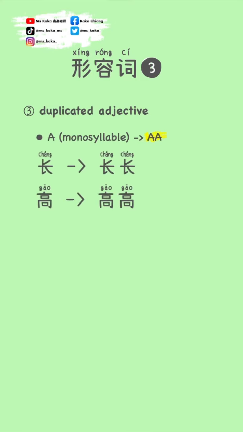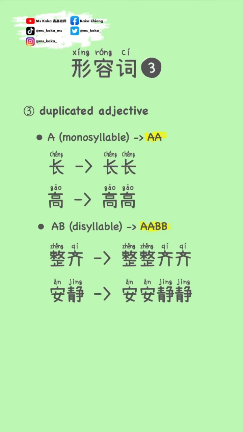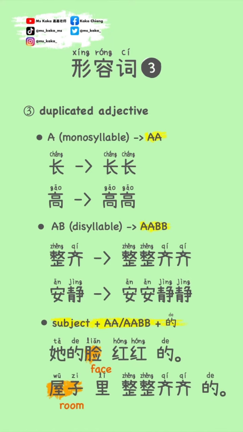Some adjectives can be duplicated for emphasis. For the syllabic adjectives, the duplicated form follows an AABB pattern, such as 整齐、整整齐齐、安静、安安静静。When these duplicated adjectives function as predicates in sentences, the particle 的 must be used afterward, as illustrated in the following examples.